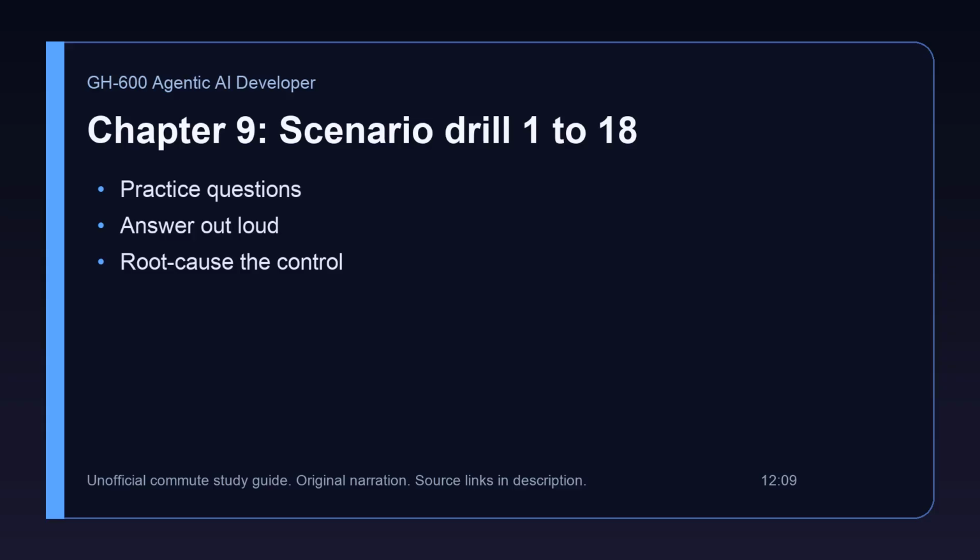Question 8. Which is a good qualitative evaluation signal? A. Reviewer assessment that the pull request satisfies intent and follows project conventions. B. Number of tokens consumed. C. Model name. D. Whether the agent used natural language.